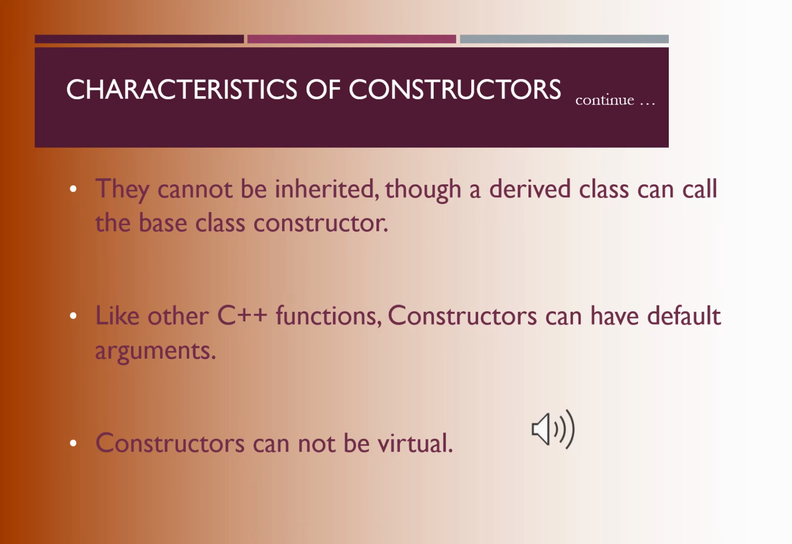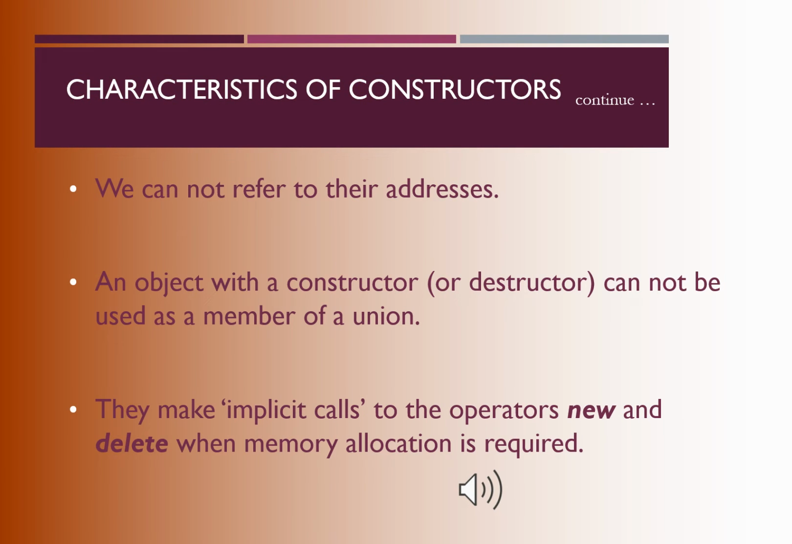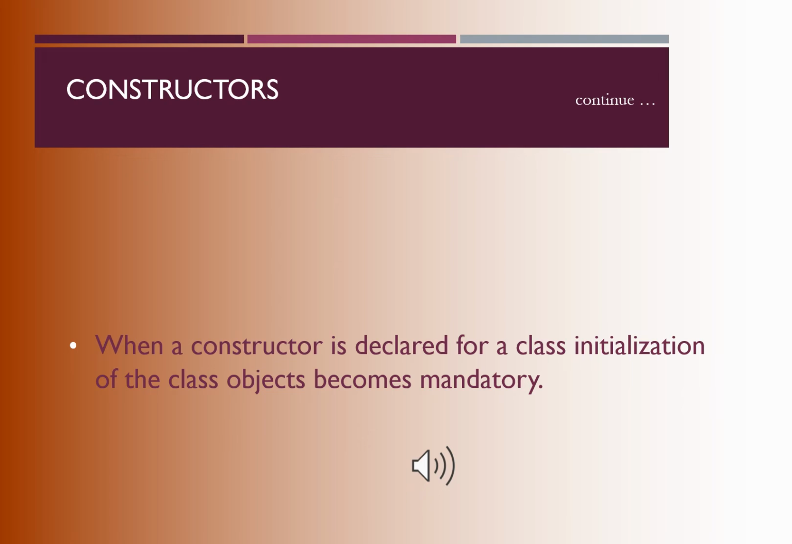Like other C++ functions, constructors can have default arguments. Constructors cannot be virtual. We cannot refer to their addresses. An object with a constructor or destructor cannot be used as a member of a union. They make implicit calls to the operators new and delete when memory allocation is required. When a constructor is declared for a class, initialization of the class objects becomes mandatory.